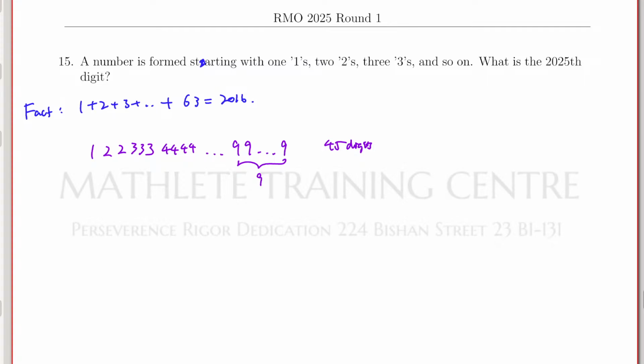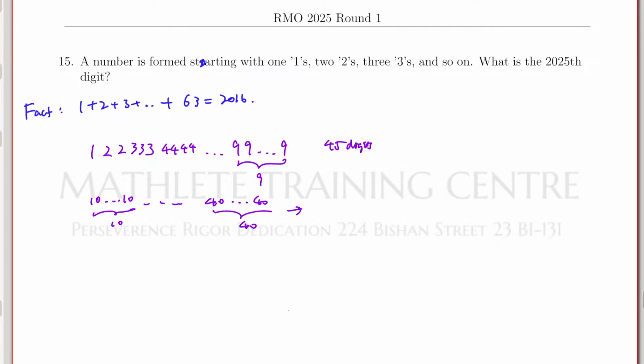But what happens from 10 onwards? From 10, I have 10 copies of 10, all the way until something. Each of them has 2 digits. How many would it be? Let's randomly guess a number. If I need roughly 2000 more digits, maybe I want roughly 1000 numbers. So a reasonable guess would be 10 all the way until 40, with 40 copies of 40.